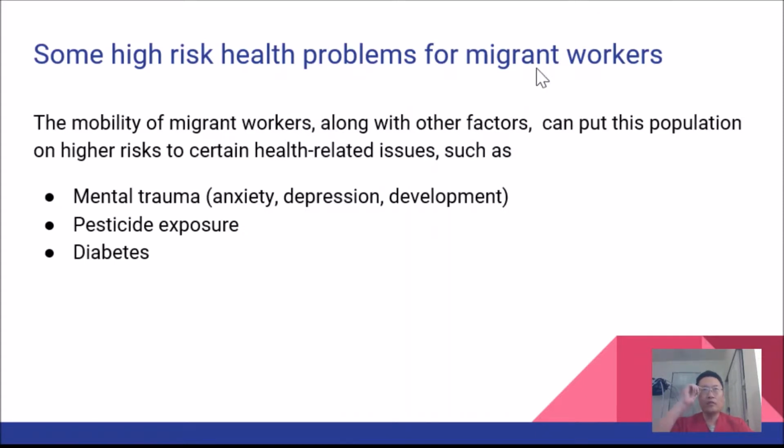So I'm going to go over some high-risk health problems for migrant workers. The mobility of migrant workers, along with other factors, can put this population at higher risk for certain health-related issues, such as mental trauma due to anxiety, depression, or developmental problems. We have pesticide exposure problems, and migrant workers are also at high risk for diabetes.